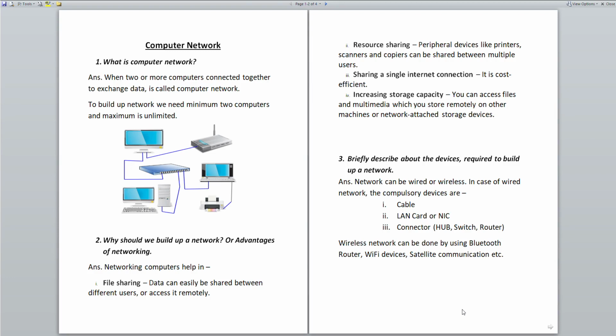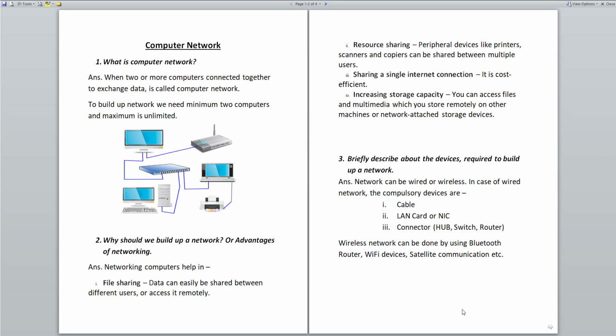Today I will discuss the second chapter, which is computer network. We have a lot to learn from this chapter, and I know this is completely new for you guys. So I will start with a question first. As you can see on the screen, my first question is, what is a computer network?